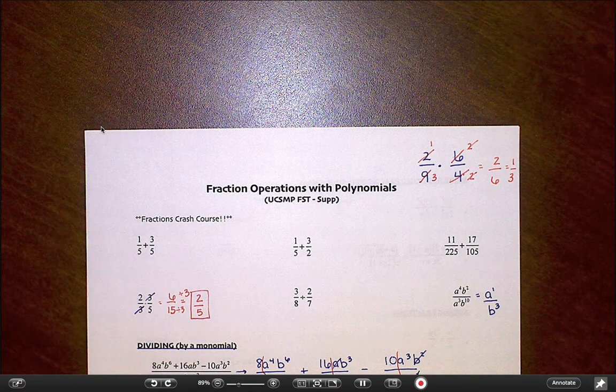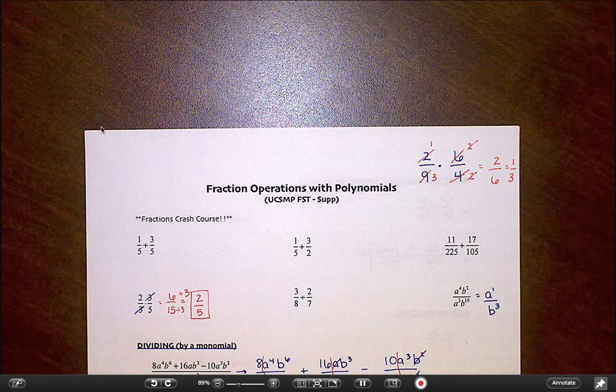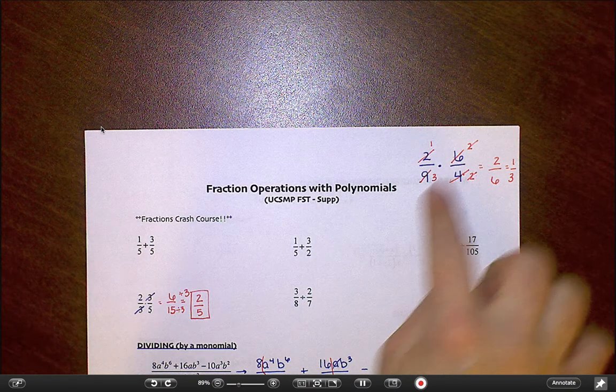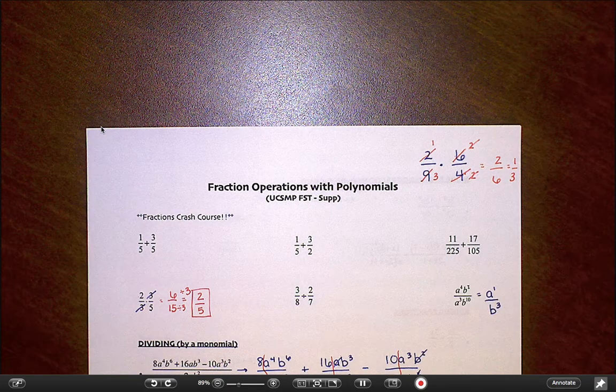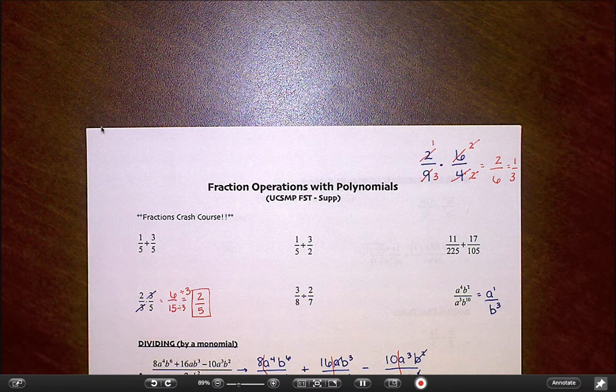But what I'm trying to point out to you, when we start getting into all these ones that have x's and y's and stuff like that on the tops and bottoms, anything on the top can cancel with anything on the bottom, or reduce with anything on the bottom if they can't cancel all the way out.